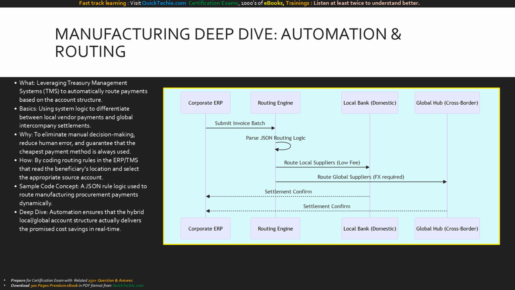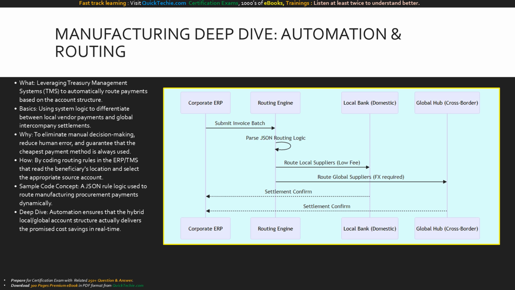We leverage our Treasury Management System, or TMS. What we do is automate the routing of payments based on the account architecture we just built. The basics involve using system logic to instantly differentiate between a local vendor payment and a global intercompany settlement. Why is this critical? Because relying on humans to manually pick the correct bank account for 10,000 invoices a month leads to errors and expensive cross-border wire fees. How is this achieved? We code routing rules directly into the ERP or TMS.